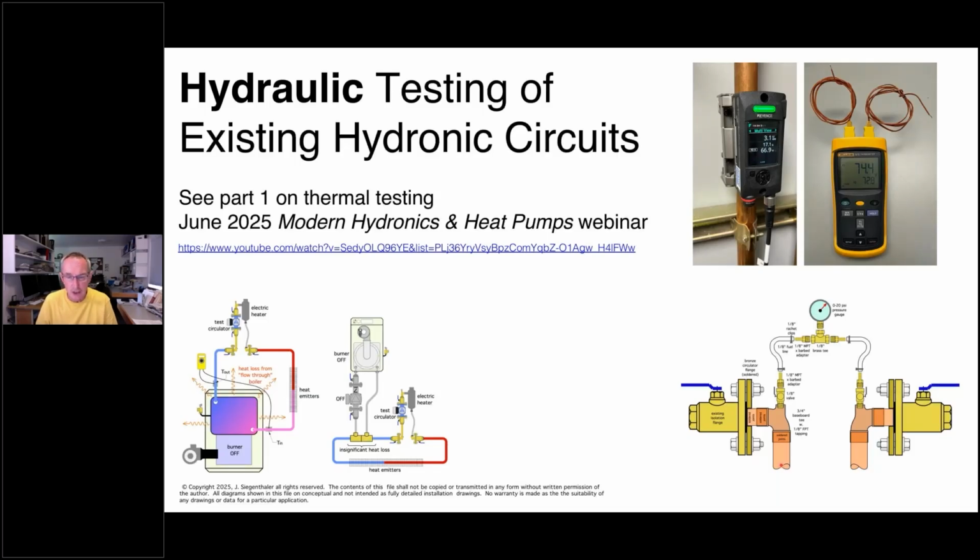And I'd encourage you to look at that because we did talk about a test apparatus up here in the upper right of your screen. You can see we've got an ultrasonic flow meter and a dual channel temperature meter. We use those to do the thermal testing, and we're actually going to use the ultrasonic meter for the hydraulic testing as well.